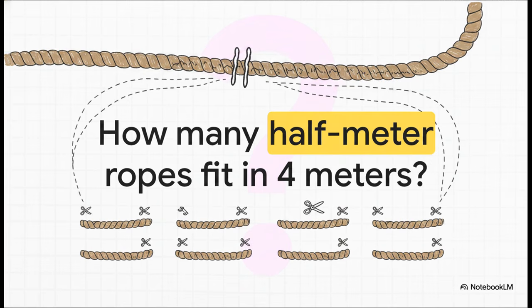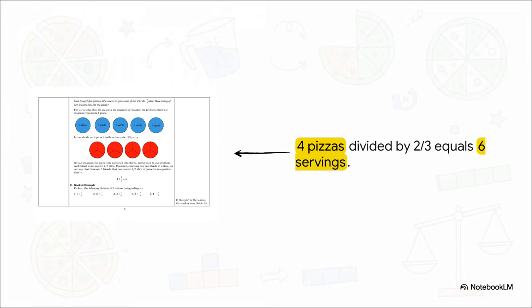Just think about that very first meter. 1 whole meter gives you 2 half-meter pieces, right? So if 1 meter gives you 2 pieces, 4 meters gives you exactly 8 pieces. Without even writing down an equation, you just successfully divided the whole number 4 by the fraction 1/2. You literally just did fraction division. And honestly, this perfectly illustrates how the math is just proving what your eyes already see.